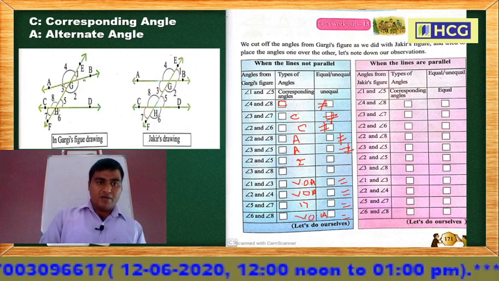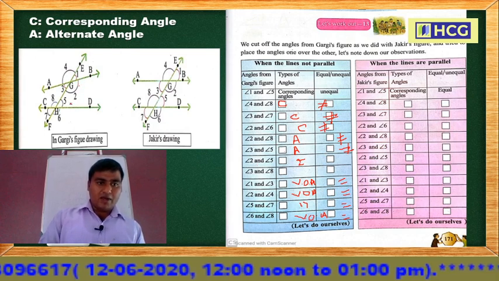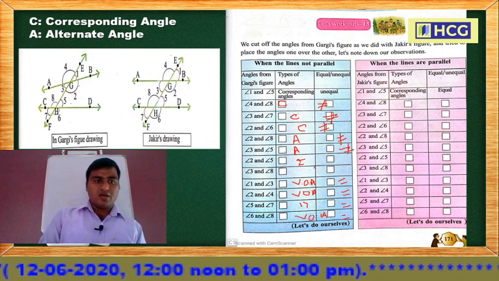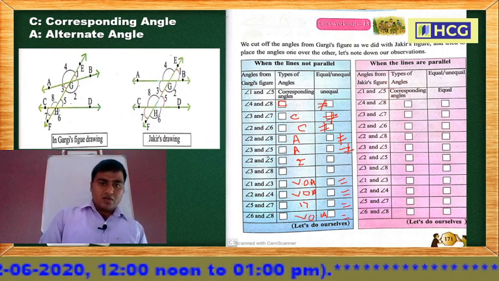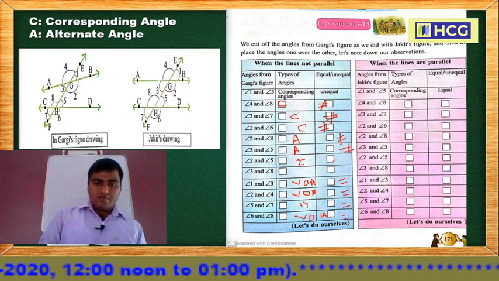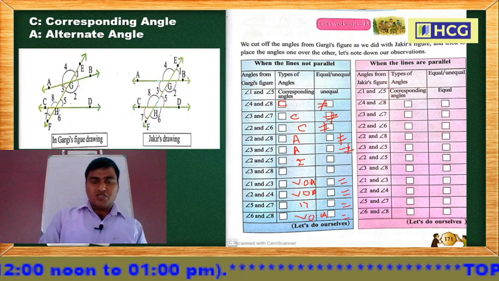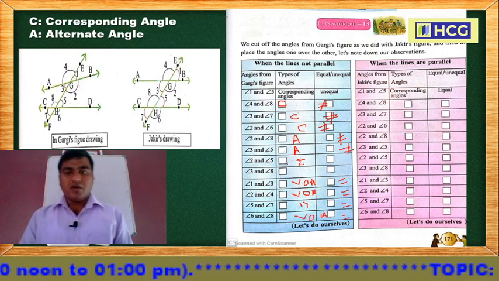These two are called co-interior angles. Angle 2 and angle 5 are co-interior angles, which may not be equal. And angle 3 and angle 8 are co-interior angles. These two angles may not be equal.